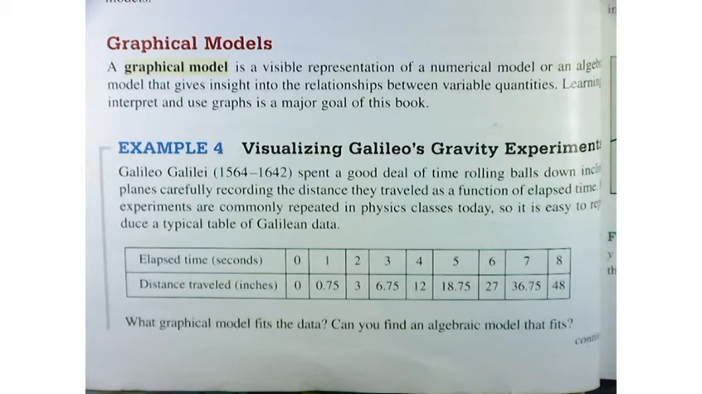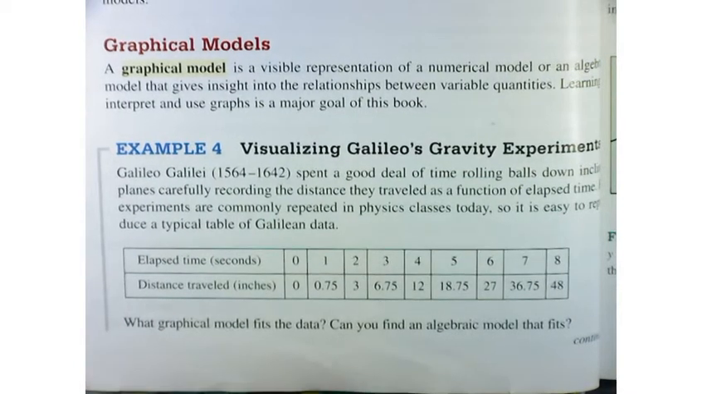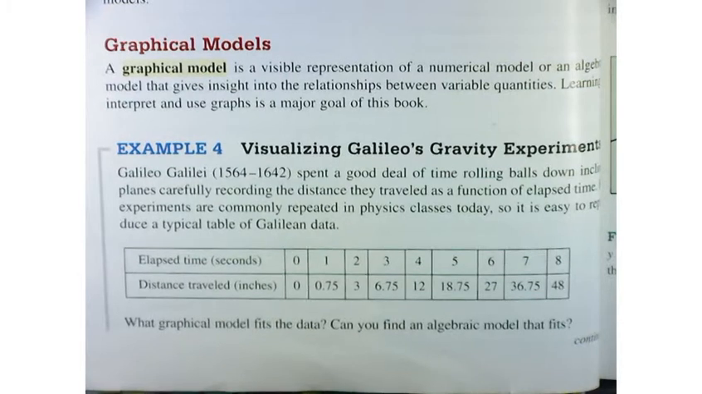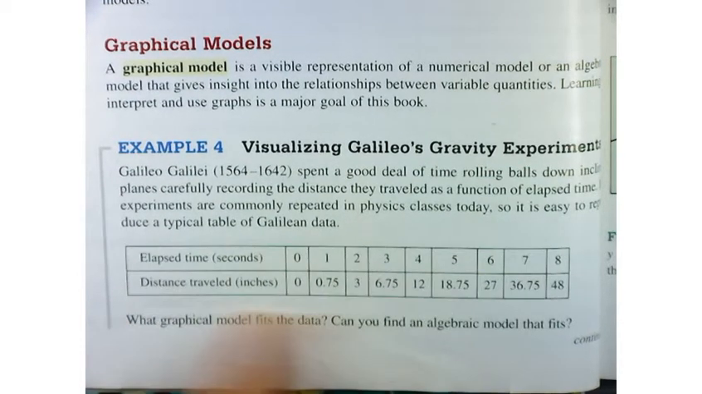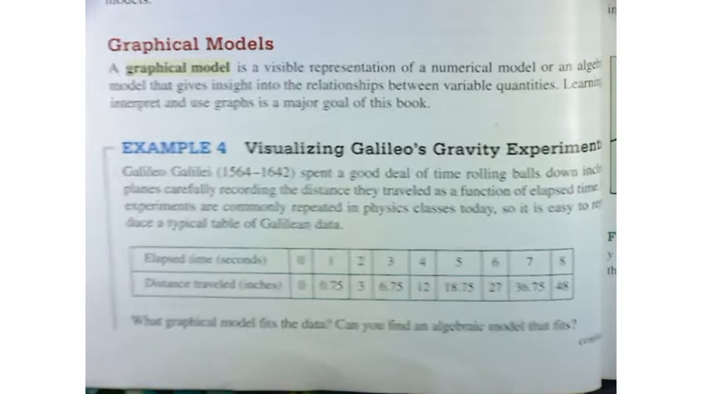And so the question is what graphical model fits this data, and can you find an algebraic model that fits? So the top row is just time, and it looks like he measured it every second. And the bottom row is just how much distance the ball rolled down this inclined plane. Now, an inclined plane is like a ramp.